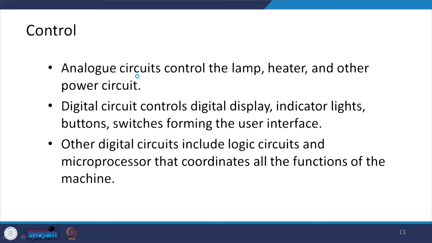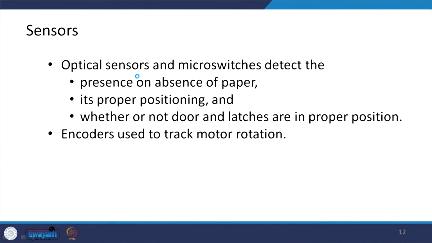the analog circuit controls the lamp, the heater and other power circuits, and the digital circuit controls the digital display, indicator lights, buttons, and switches from the user interface. Other digital circuits include logic circuits and a microprocessor that coordinate all the functions of the machine. Now what are the sensors in this? There are optical sensors and micro switches to detect the presence or absence of paper, okay, its proper positioning so that you get the proper copy of it, and whether or not doors and latches are in proper position. For this, optical sensors are used, and encoders are used to track motor rotation. So these are the sensors which are used in this mechatronic system.